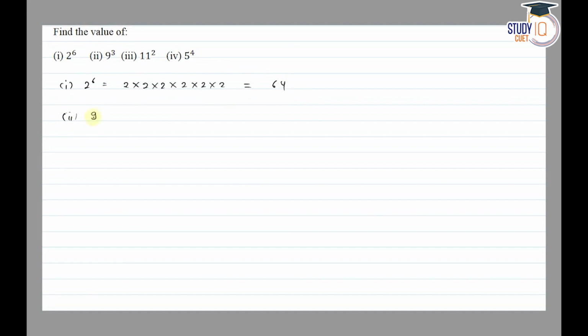Second, 9 is to the power 3. सो हो जाएगा एक्सपेंडेड फॉर्म हो जाएगी इसकी 9 into 9 into 9 is equal to 9 9s are 81, 81 9s are 729.